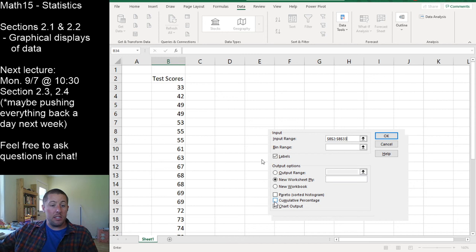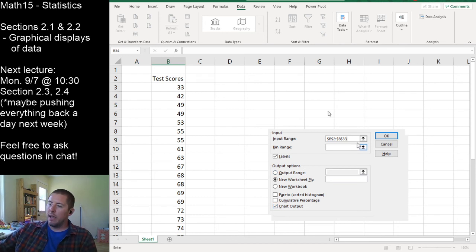Cumulative percentage, this is just asking, do we actually want our cumulative frequencies rather than just the frequencies themselves? This is not technically a histogram if I click this, but this is very often a useful graph to see, but not in our case. Finally, this checkbox right here just says, do you even want me to graph anything on the other end, or do you just want to tell me how many things fell in each bin? I do want an actual graph, so I am going to leave this checked right here.